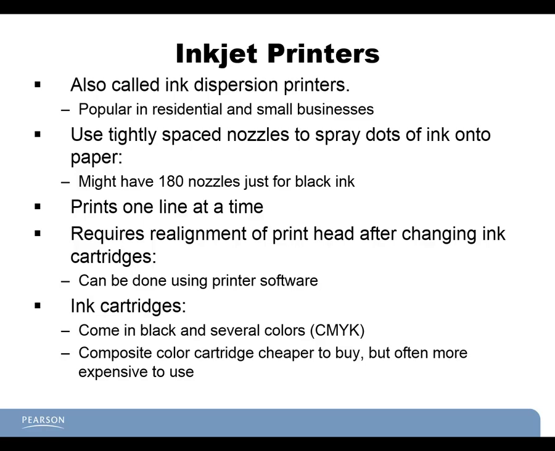They use tightly spaced nozzles to spray dots of ink onto the paper, and they print one line at a time. They come in a variety of different types, and they say CMYK as far as the colors. Some will come with that, but you'll see that different ones have different color mechanisms. Some older HP printers, for example, will use RGB colors. Some will have one color ink cartridge and one black and white. Some will have cartridges for every individual color.